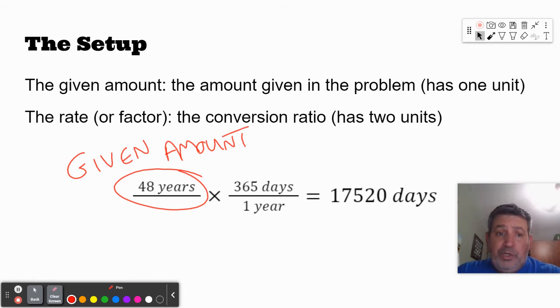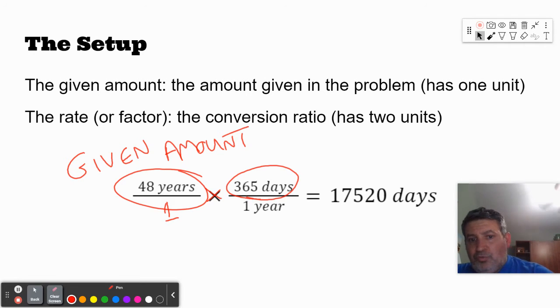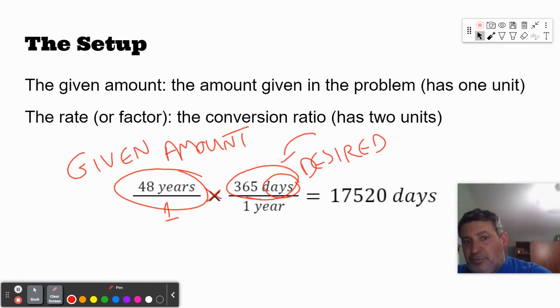Now, real quick, what is technically on the bottom is a 1, but we don't usually write the 1 in chemistry when we're showing the work. If you have to or want to, you can. You don't need to do that to show the work. Then you see the multiply sign, and you see here 365 days. Well, the question would be, how many days is this? So whatever is desired, in this case, the answer wants it in days, that goes in the top right.